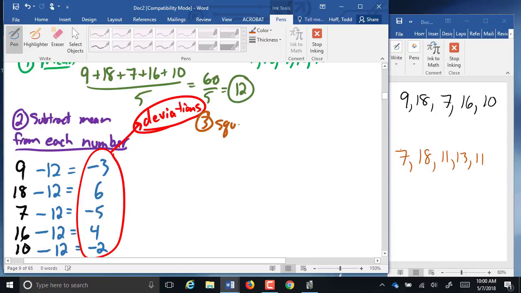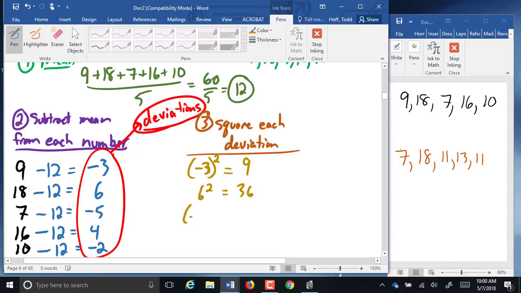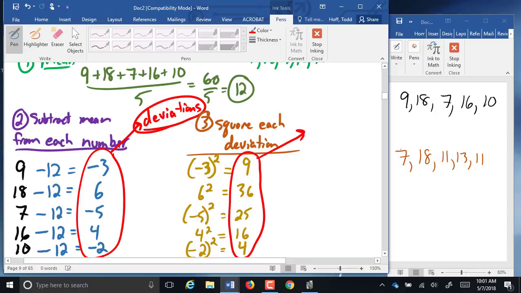Step 3 is asking you to square each deviation. So -3 squared. Now here's where you gotta be careful on your calculator. You need to make sure you use parentheses or it might spit out -9. It is not. Any number squared is positive. -3 squared is +9. 6 squared is 36. -5 squared is 25. 4 squared is 16. -2 squared is 4. These numbers are referred to as the squared deviations.